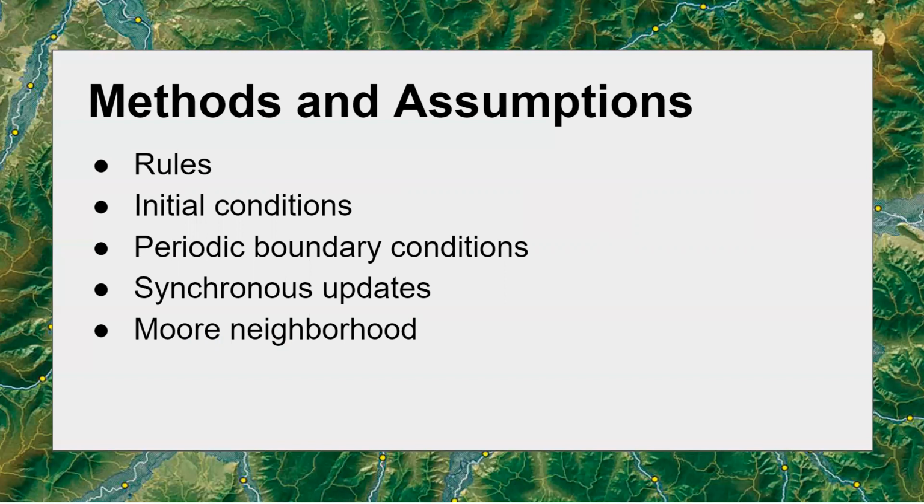And then we use an array that is 100 cells by 100 cells with periodic boundary conditions. Our CA used synchronous updates, where the whole array updates at each time step, depending on the state of the array at the previous time step. And finally, we used a Moore neighborhood for our array. So a cell's neighborhood includes the diagonal neighbors, since we thought that was a potential direction that water could flow.